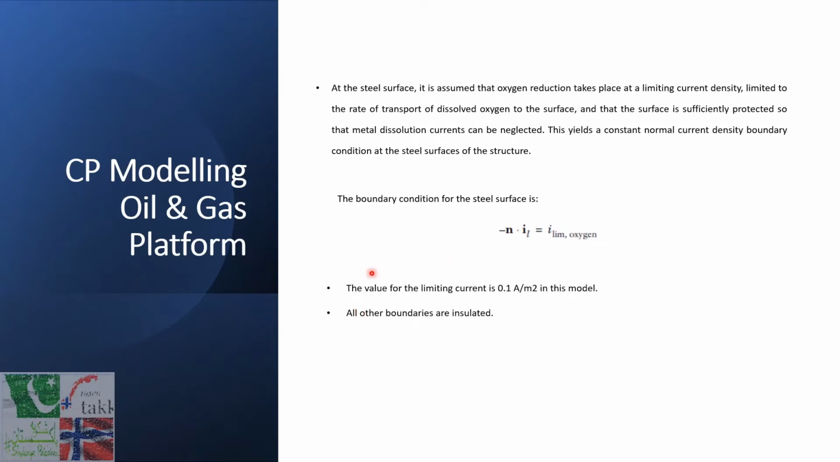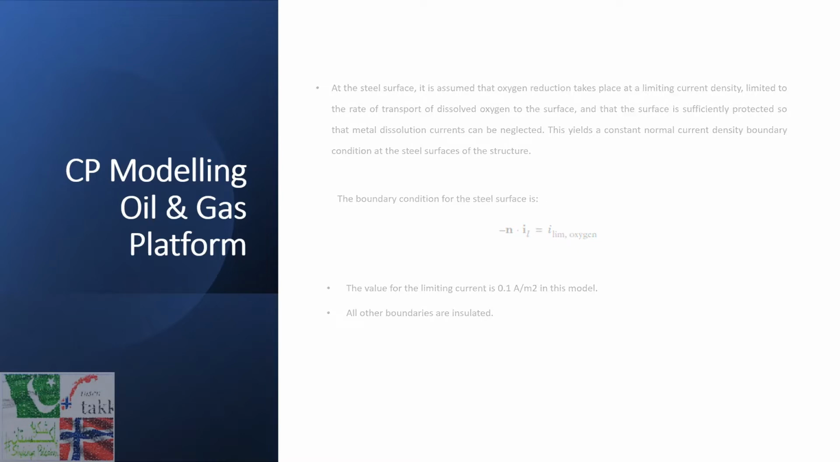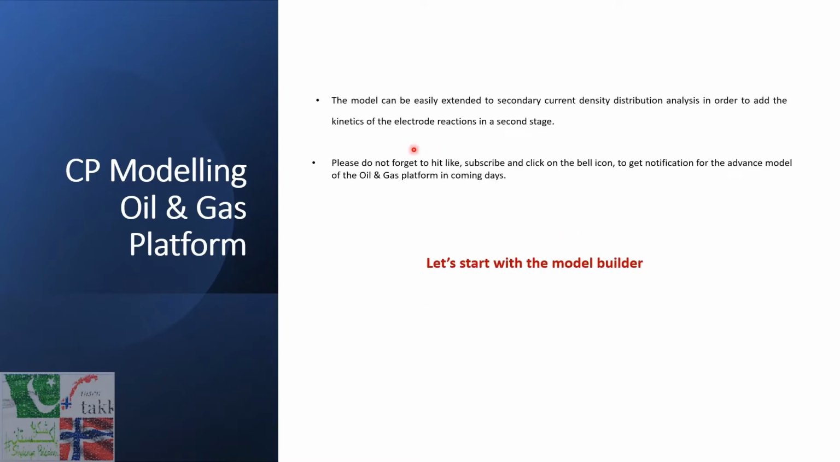For this solution, the value of the limiting current we have used is 100 milliampere per meter square, or 0.1 ampere per meter square, while all the other boundaries are insulated. The model can be easily extended to secondary current distribution analysis in order to add the kinetics of the electrode reaction in a second stage.